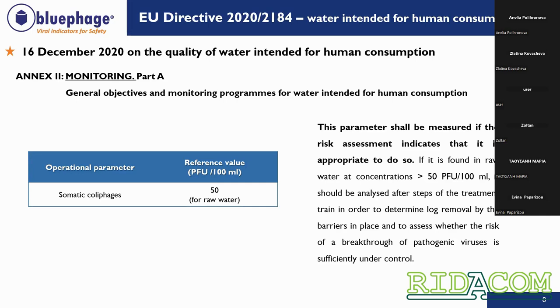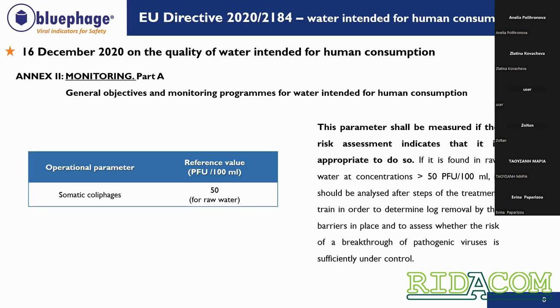So the transposition of this European directive will be different in each country. In Spain, for example, it has been transposed with more controls. So it's been more restrictive than the European directive, but in other countries, it's been transposed exactly as it is in the European directive.